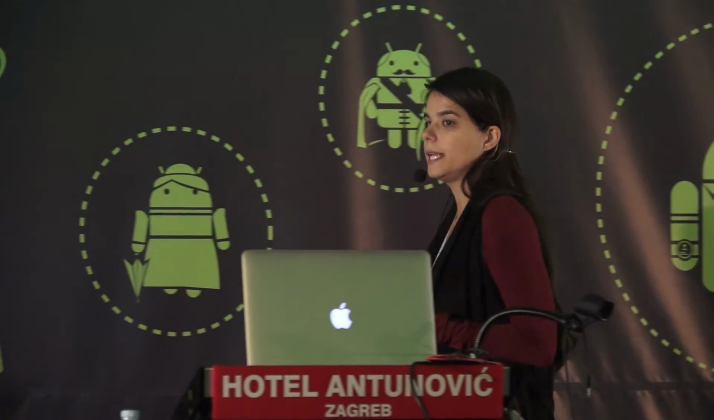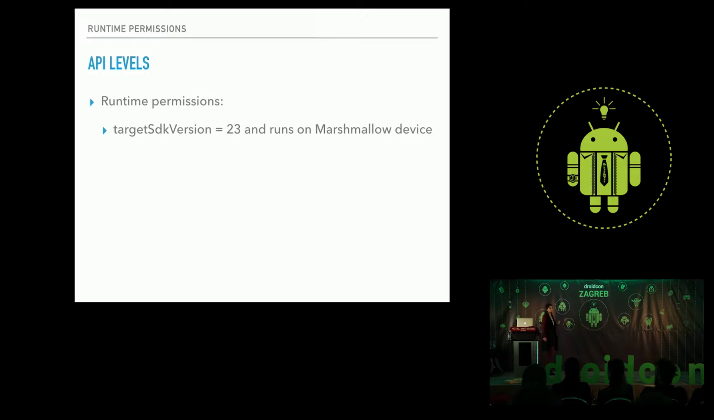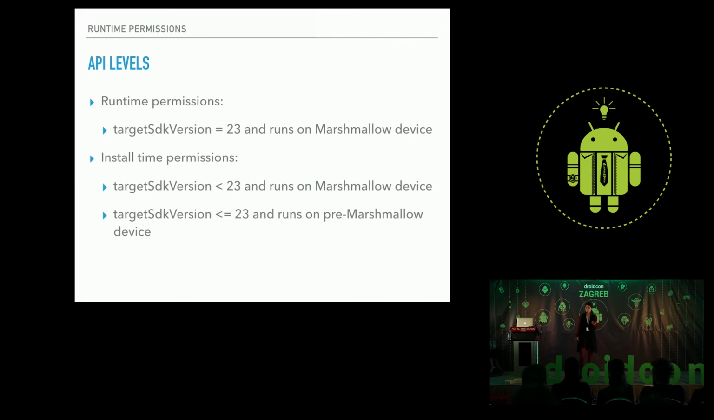Let's now see how different API levels affect your app in terms of which model will be used. If you update your target SDK version to API level 23, and your app runs on Android Marshmallow, the runtime permissions model will be used. If you don't do that, or you do, but your app runs on a pre-Marshmallow device, install time permissions will be used. So it looks like if you don't update the target SDK, everything will be okay. Everything will work as before.